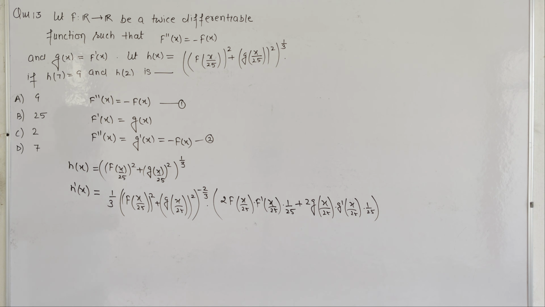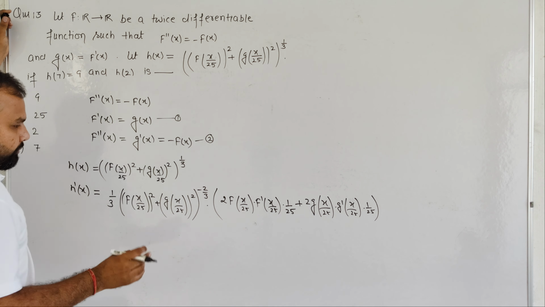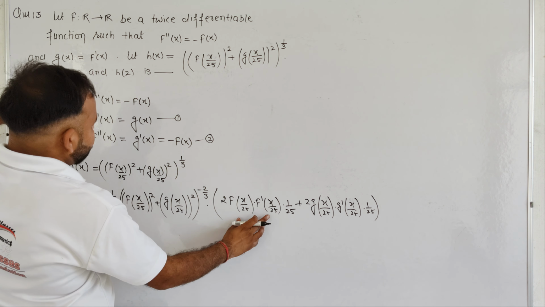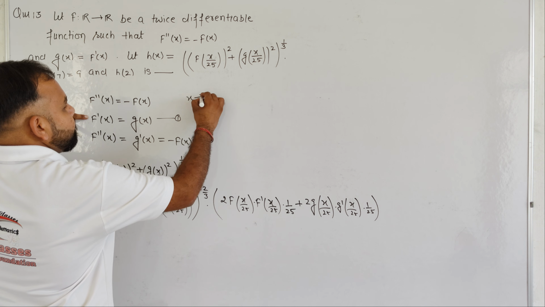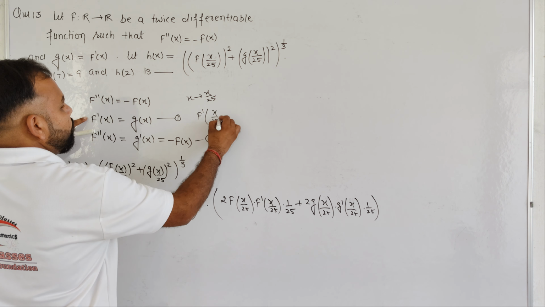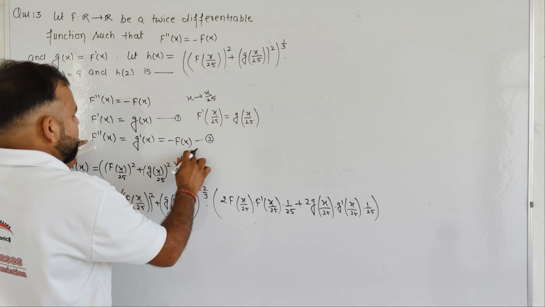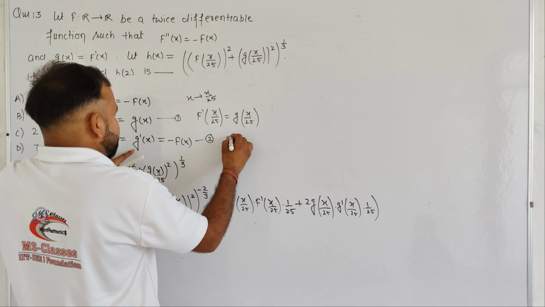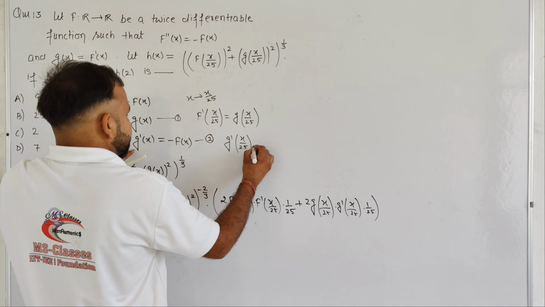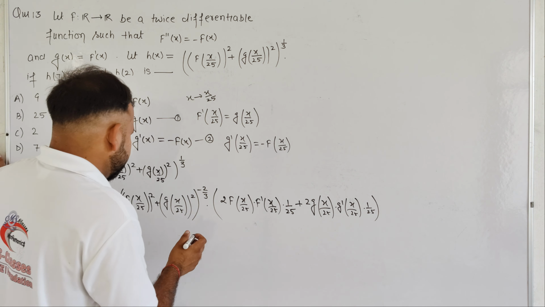In the same way, student, you can see, let us consider this as our equation first. If we replace x by x upon 25 in equation first, it will become f dash of x upon 25 equals g of x upon 25. In the same way, you can replace things in this part: g dash x upon 25 equals minus f of x upon 25. Okay, student, you can see it.